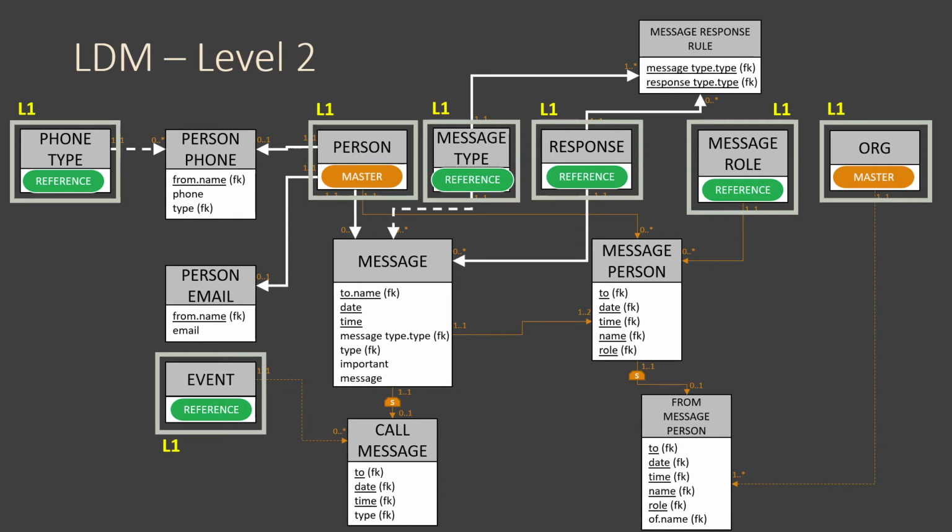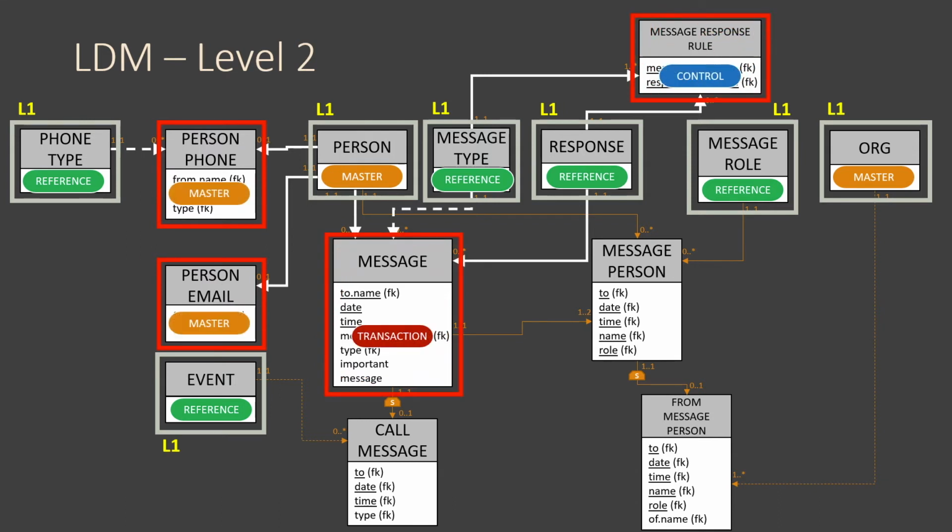Having completed a review of all Level 1 entities, the team moves down to Level 2 entities. There are 4 of them. Level 2 entities will all contain at least one foreign key from a Level 1 entity.